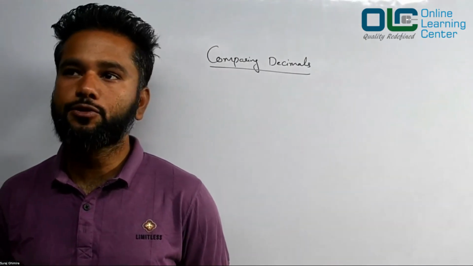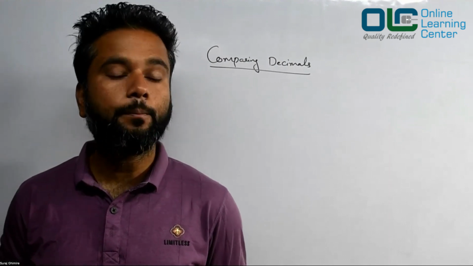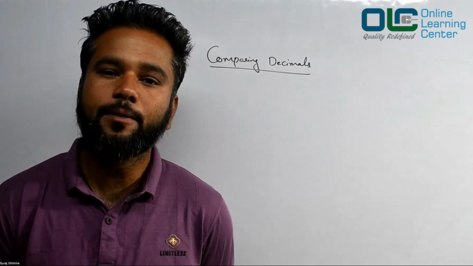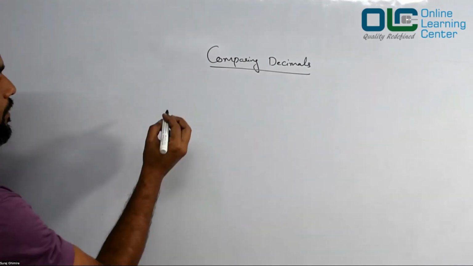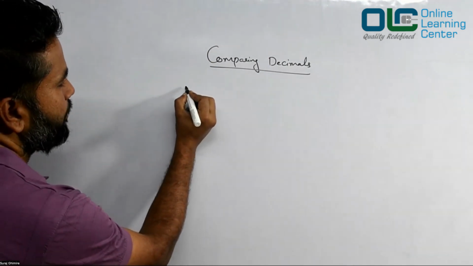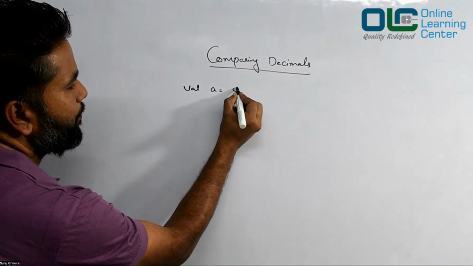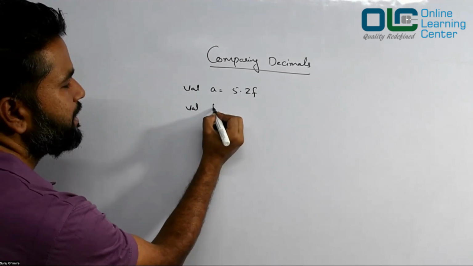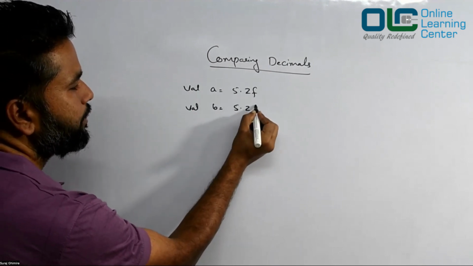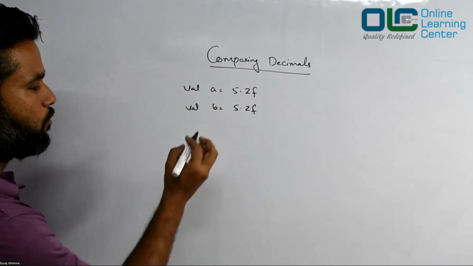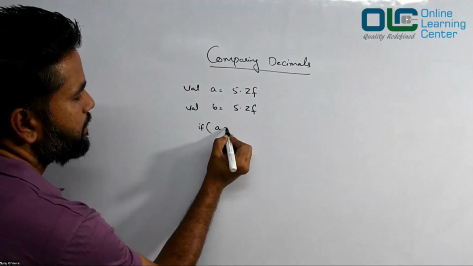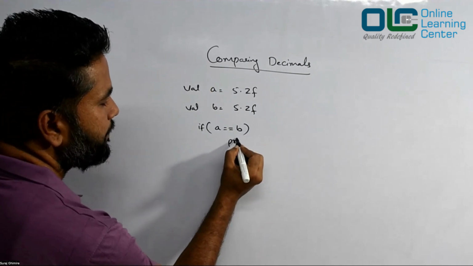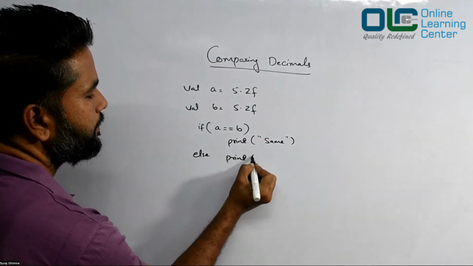Let's continue our discussion. Now let's talk about how you compare decimals. This is very, very tricky and often confused by programmers. For example, what if I have a is equal to 5.2f, which means it is a float. Again, I'll say b is equal to 5.2f. So both of them are float. Now, what will happen if you say if a is equal to b, print same, else print different?